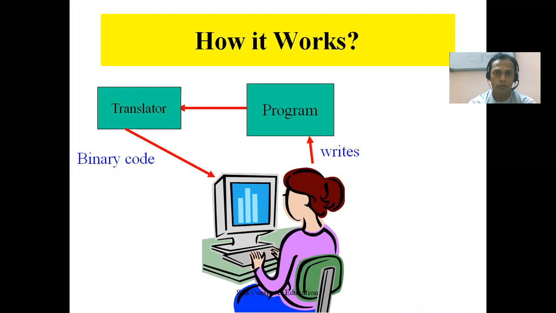Interpreter. For example, BASIC language has used interpreter. Assembler, if anybody has heard of assembly language, that translator is called assembler. And for high level languages like C, C++, Java, we use compiler.